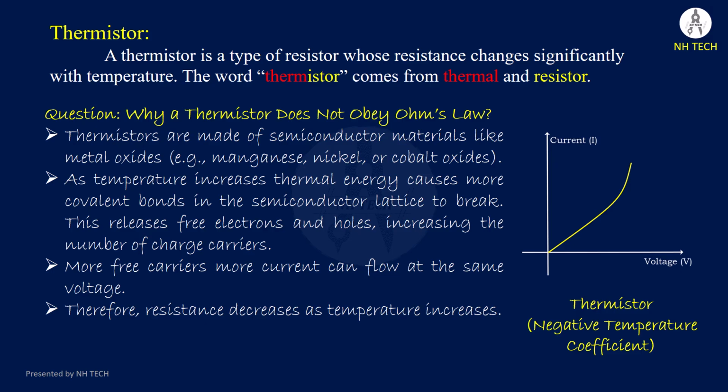This is because thermistors are made from semiconductor materials such as metal oxides, including manganese, nickel, or cobalt oxides. As the temperature rises, thermal energy breaks more covalent bonds in the semiconductor lattice, releasing additional free electrons and holes. This increases the number of charge carriers, allowing more current to flow at the same voltage. As a result, the resistance decreases as the temperature increases, leading to nonlinear, non-ohmic behavior.